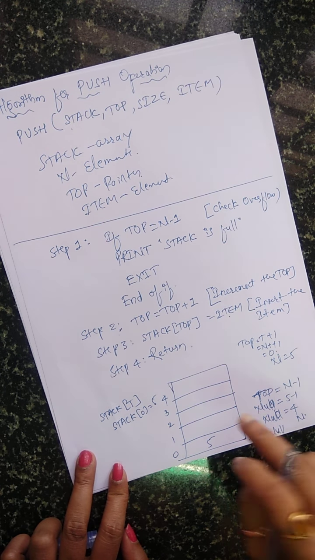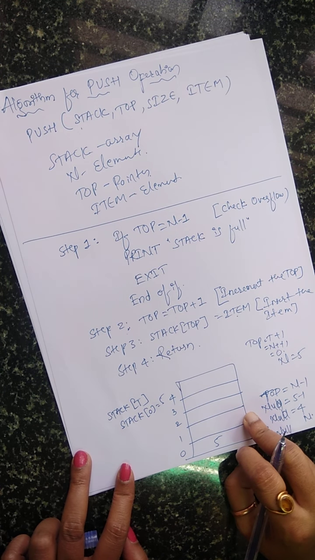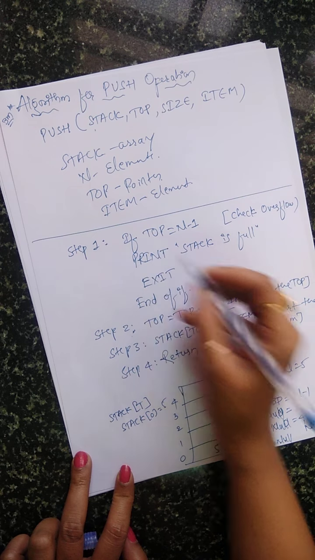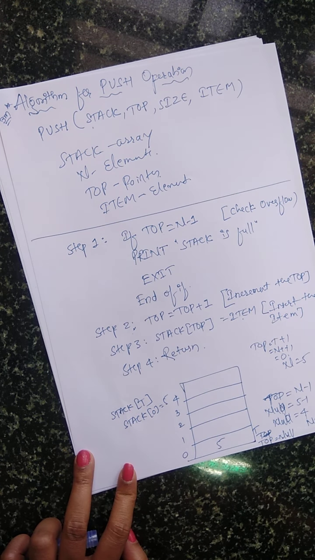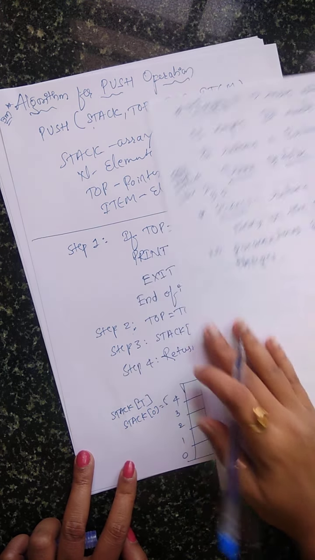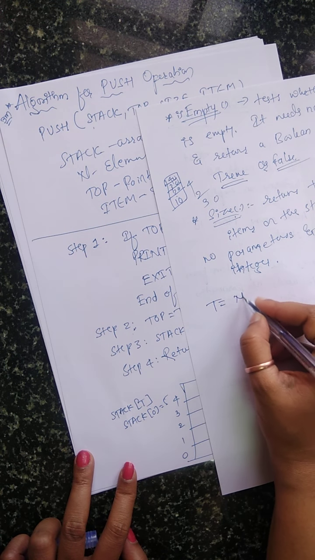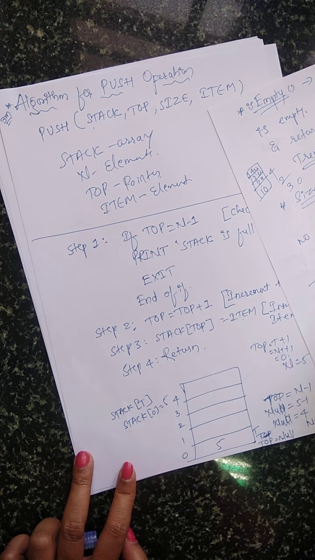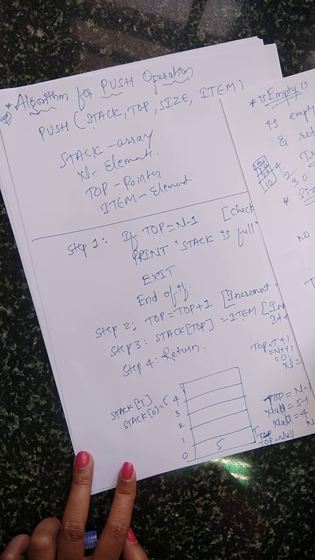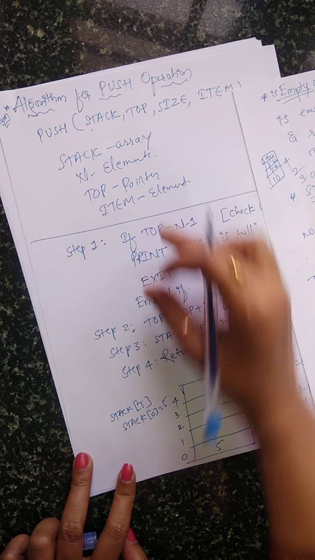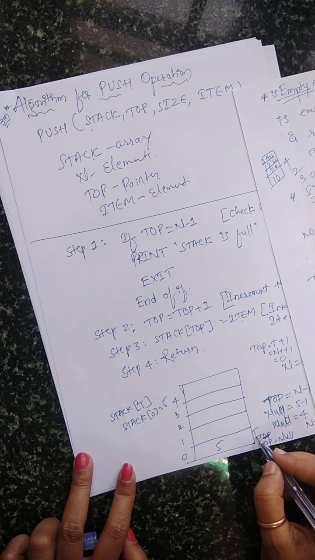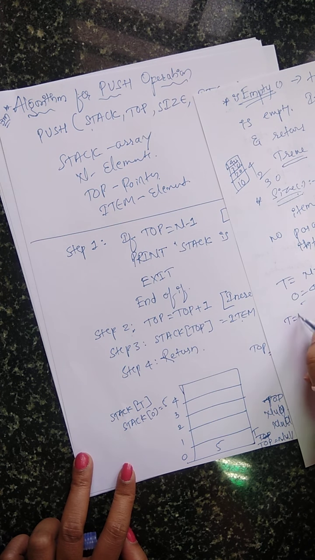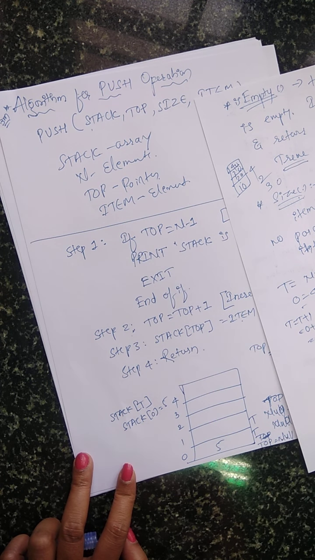Now we'll come back and return. If you want to add one more element, again it will check: is your top value, that is your T value, equal to n minus 1? What is the T value now? It is 0. Is 0 equal to 4, since n minus 1 is always 4? No, it is false. So it will not come here. Again we increase the top value as T is equal to T plus 1. T is 0, 0 plus 1 is 1. So T comes here as the top.